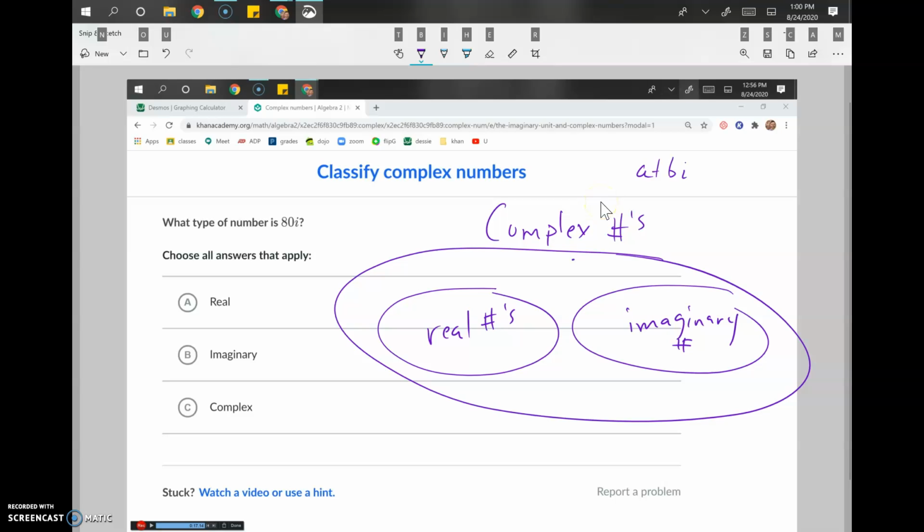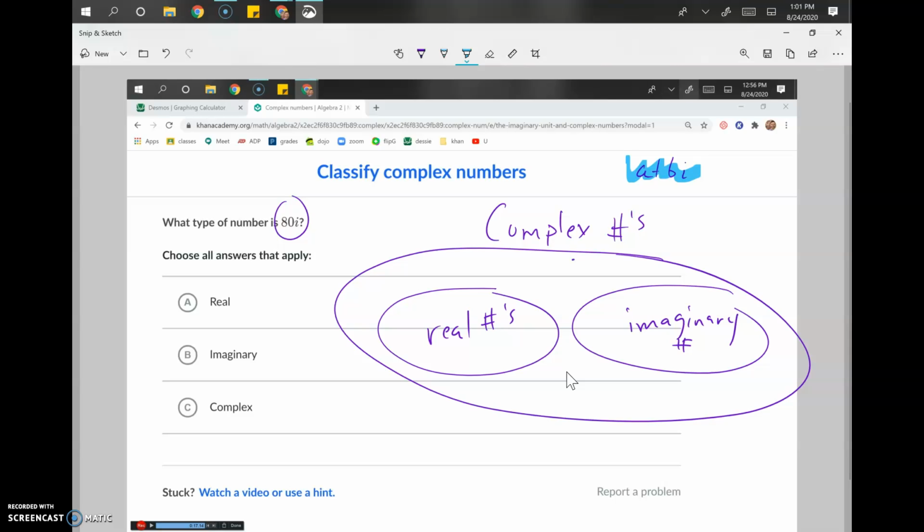I've got this nice little Venn diagram over here to explain things. What we're doing right now is trying to identify where 80i fits. What kind of number is it? So we've got this Venn diagram that I'm about to explain to you. We've got real numbers and imaginary numbers, and when we put those together, we get complex numbers, right?